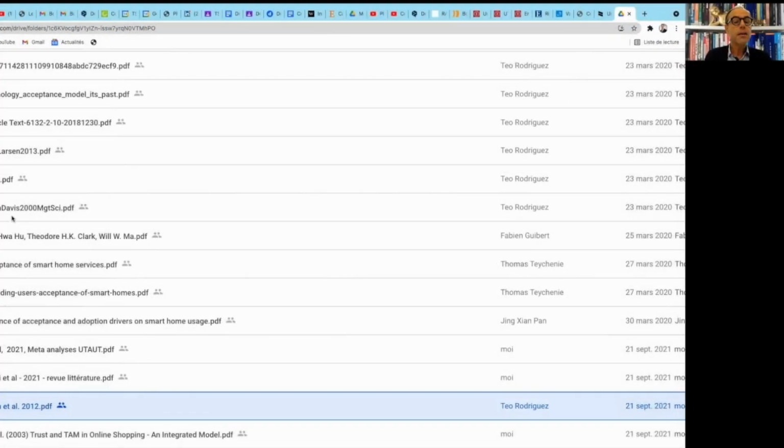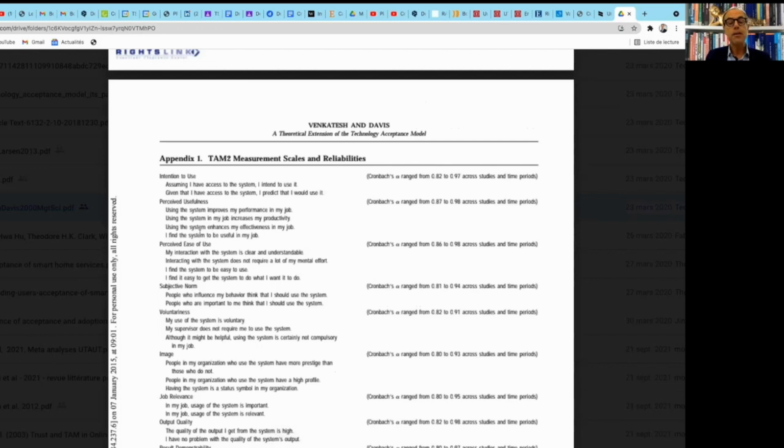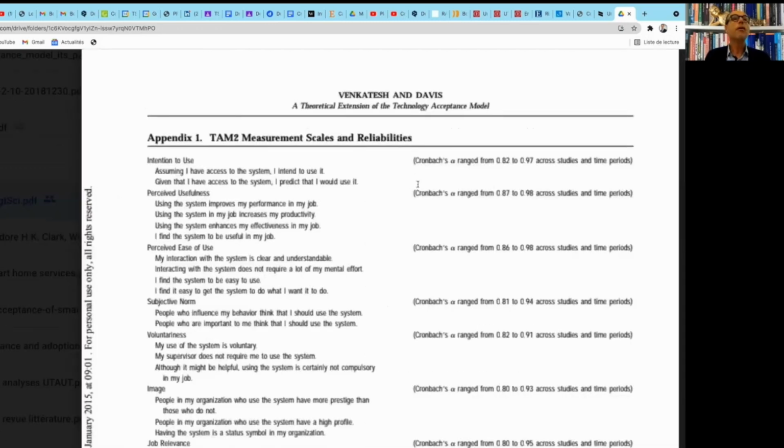Let's take another example. This is TAM2. So you have the measurement scale in the appendix. This is also what I recommend when you're writing your article. These are technical details which make the article difficult to read, and that is why all these technical details should be put at the end. And you can see here these reliability indexes, which are called Cronbach's alpha, and they should be higher than 0.7.